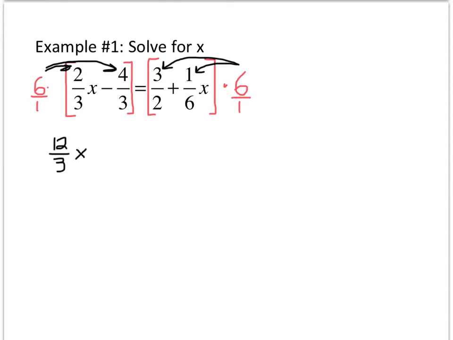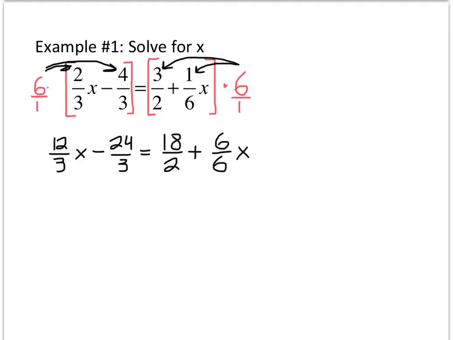6 times the 4 gives me a 24 over 3. And then on the right-hand side, if I distribute, I get 18 over 2. And then 6 times 1 is 6 over 6x. Now, the whole point of this, you might be saying, well, hold on now. All I have are bigger numbers and fractions. That didn't help at all.